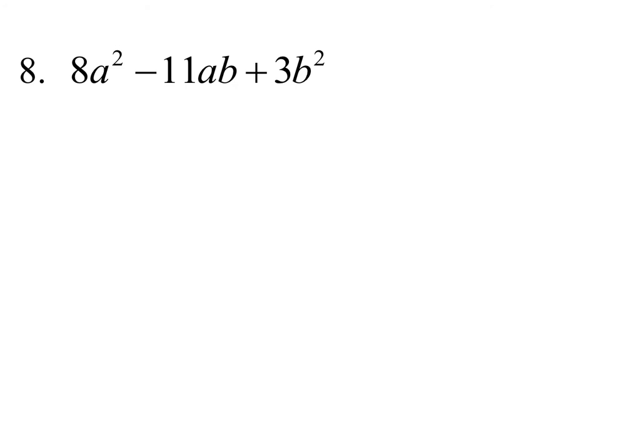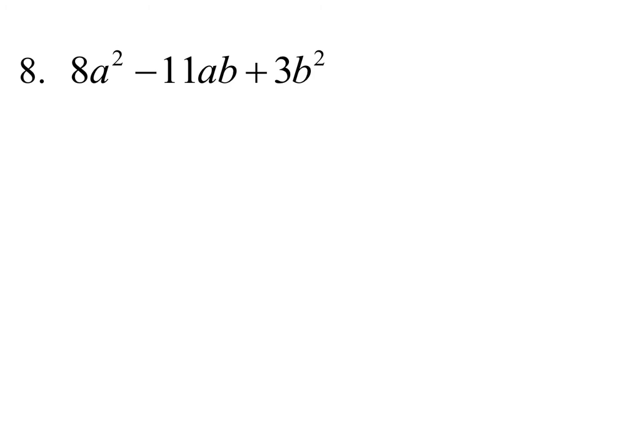Looking at number 8, the first thing we want to look at is, is there a GCF? And there doesn't appear to be. I'm thinking at first that I might be able to pull out one of the variables, but for instance, a doesn't occur in everything. It doesn't occur right here. And then b doesn't occur right here. So we can't pull out a variable. We also can't pull out a number. So this is a trinomial. We're going to use the AC method.